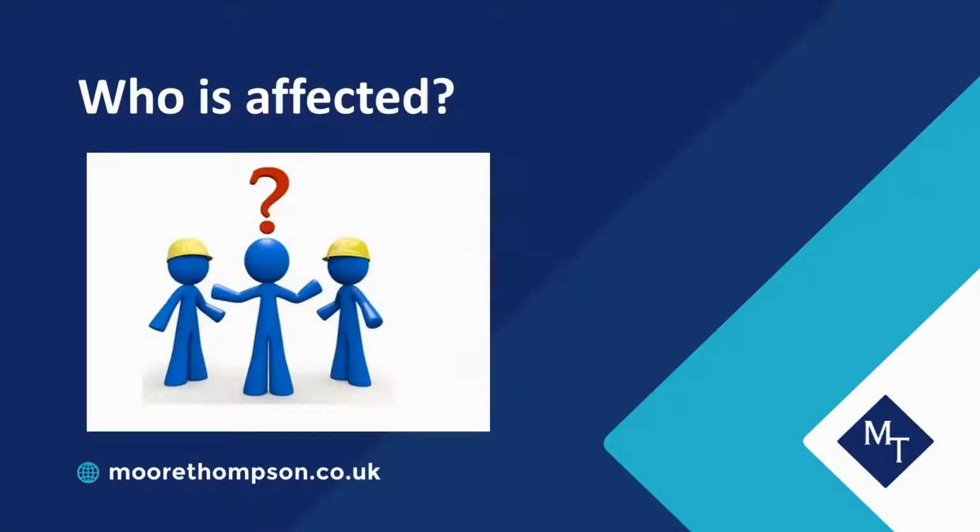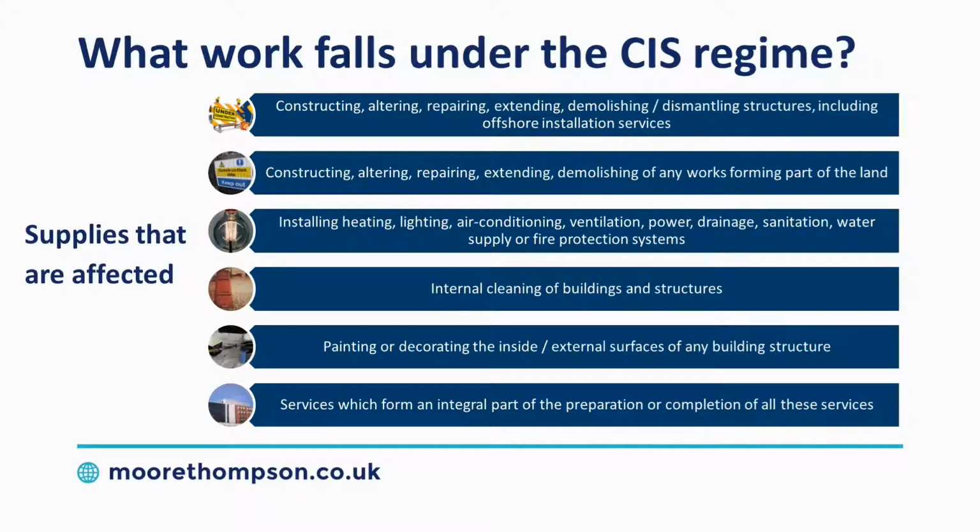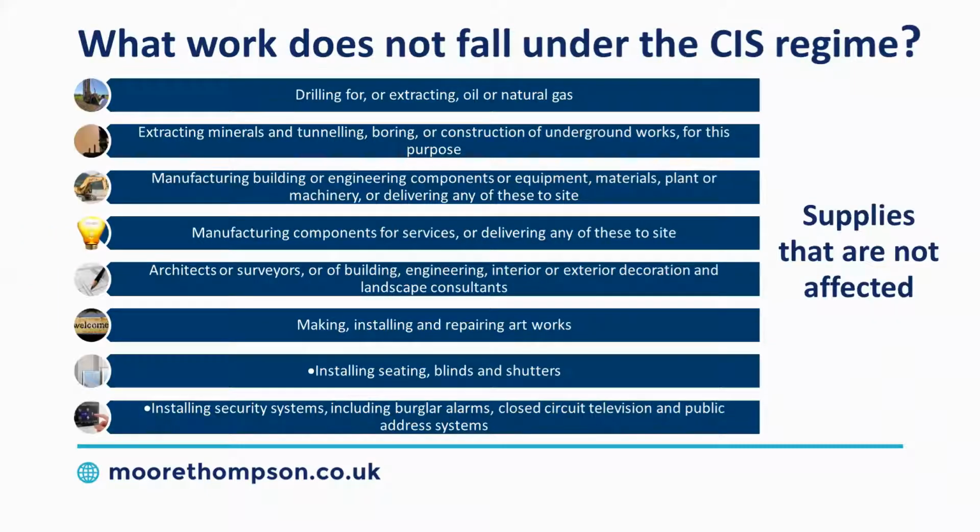Who is affected? You will see from the slide an example of supplies within the CIS regime that will be affected by the new reverse charge, including internal cleaning of buildings and structures and things like painting or decorating the inside and external surfaces of any buildings or structure. However, there are supplies which fall outside the CIS regime but may look like they're within, and these will not be caught by the new reverse charge. As you will see on the screen now, examples include things like making and installing, repairing artworks, or installing seating, blinds and shutters in a development.